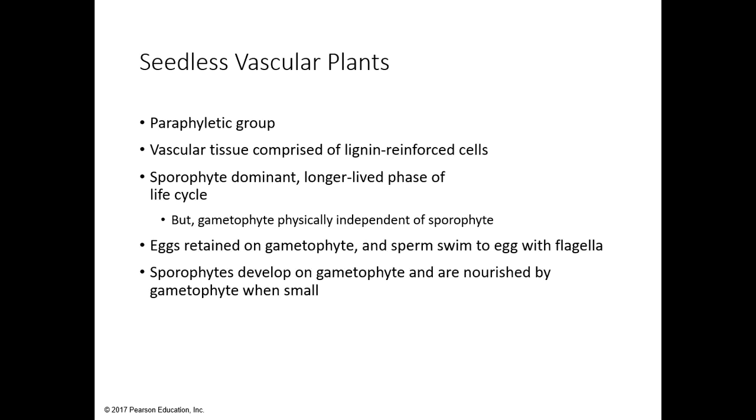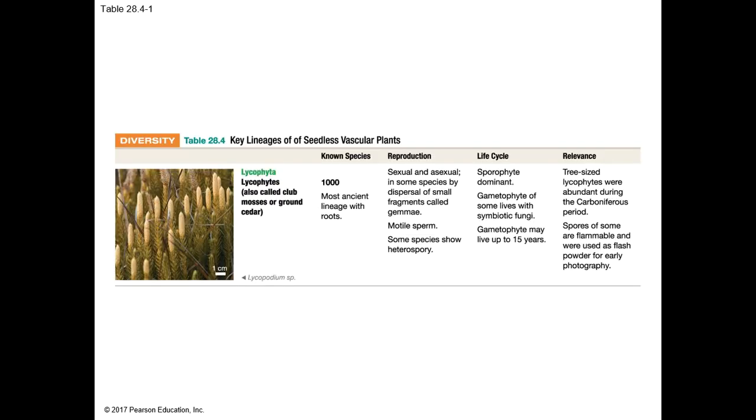The seedless vascular plants are a paraphyletic group, right? They branched off many times. Vascular tissue does have those lignin-reinforced cells. The sporophyte here is dominant. It's the longer-lived phase of the life cycle. But we do have a gametophyte that is physically independent. So that is different from the seeded vascular plants, the angiosperms. The eggs are retained on the gametophyte and sperm swim to the egg with the flagella. Sporophytes develop on a gametophyte and are nourished by the gametophyte and are small.